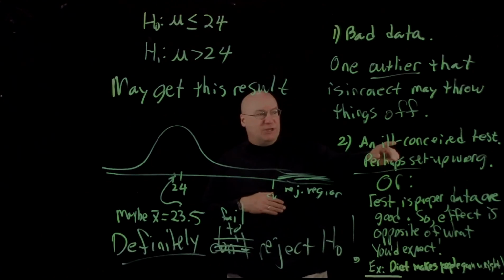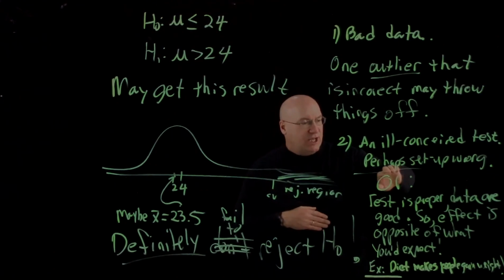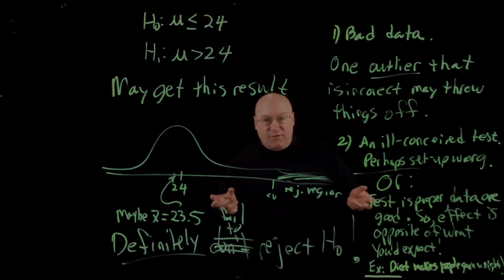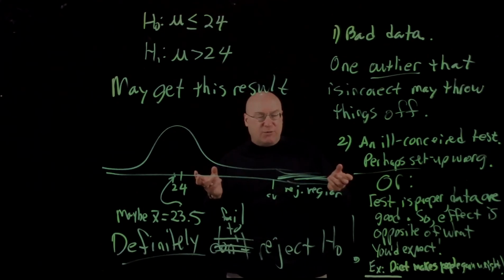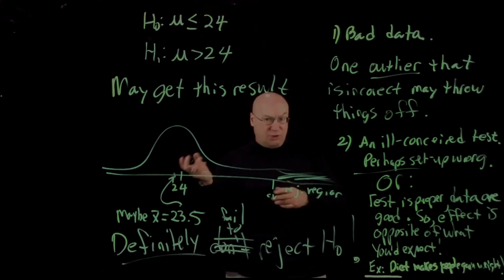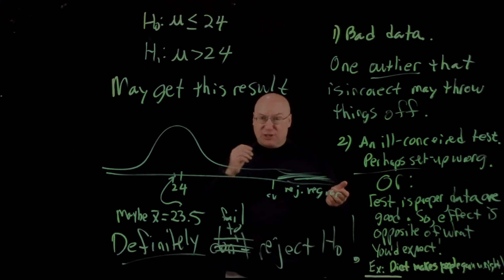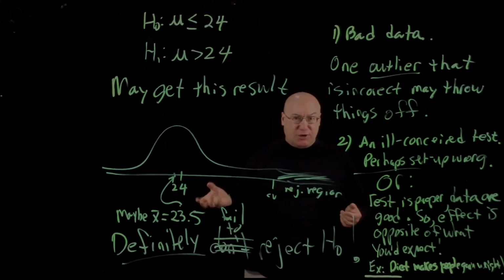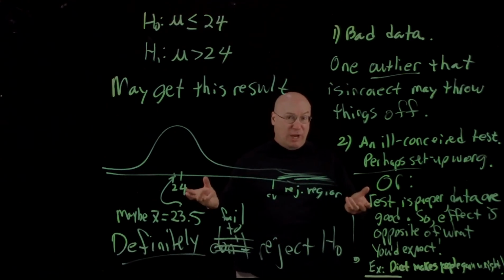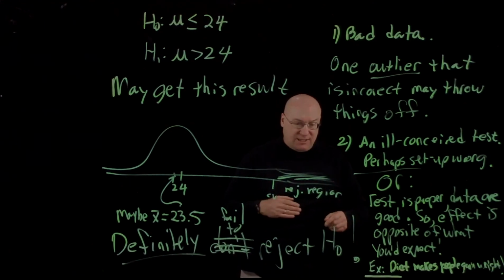So that kind of ties in with the idea that it's an ill-conceived test. The setup might be correct, but the effect might be the exact opposite of what you're expecting, which means you probably should have switched your test around and not tested whether the diet makes you lose weight as the alternative, but tested whether it makes you gain weight as the alternative, right? So that can happen.